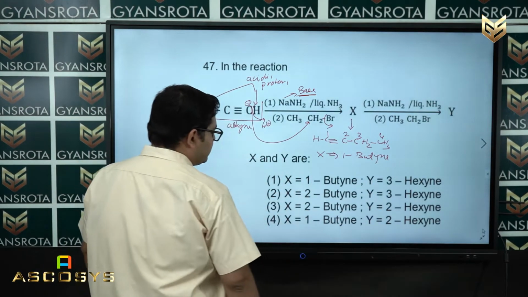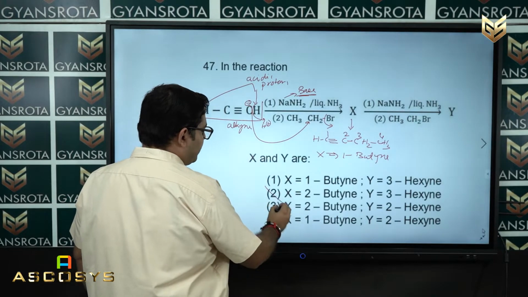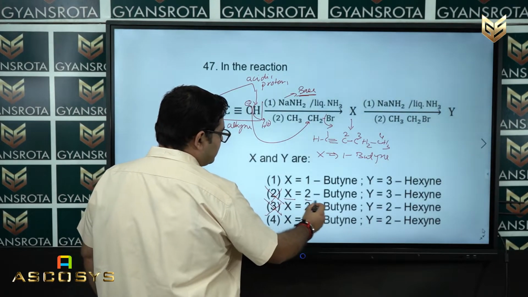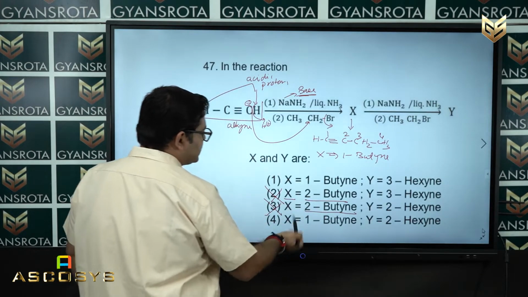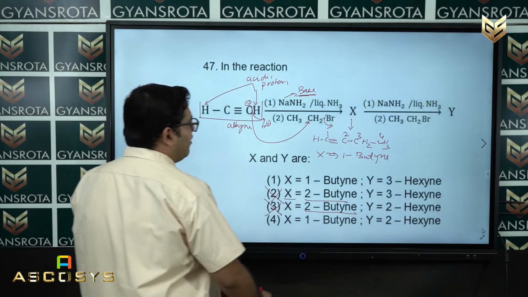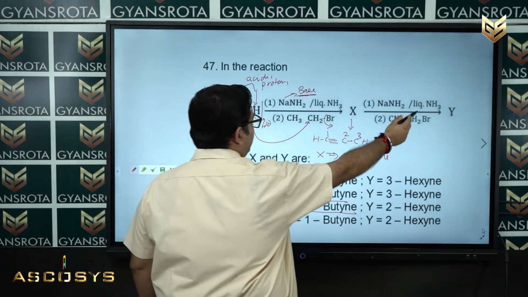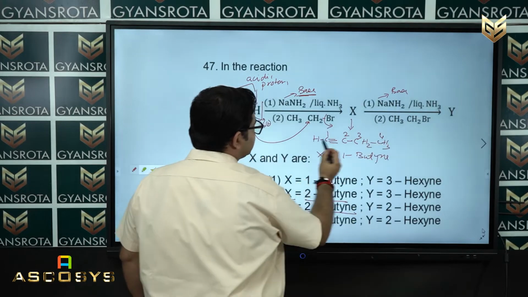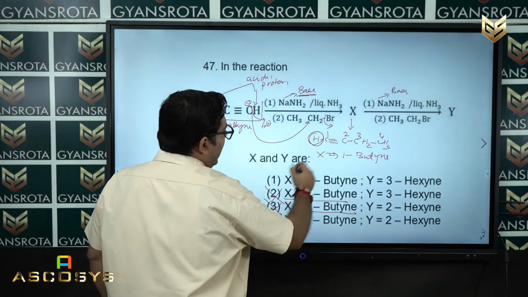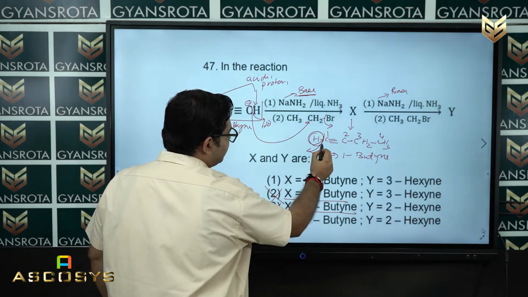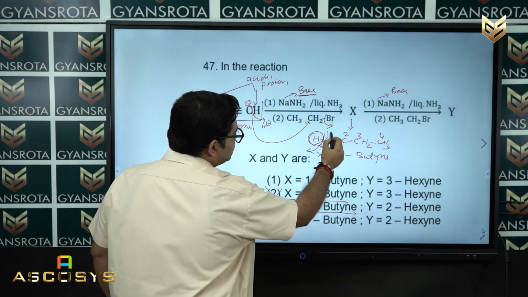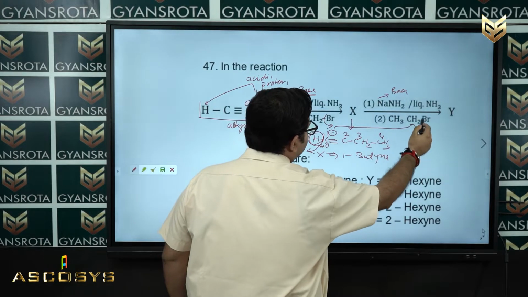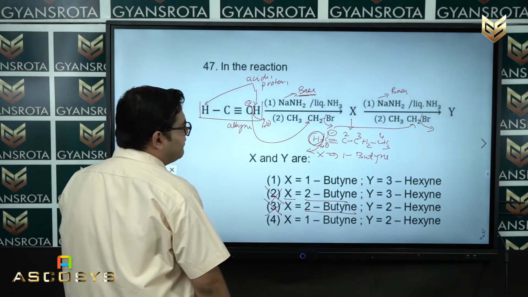It is 1 butane. So, if you see among option number 2 and option number 3, we can neglect them, because X equal to 2 butane and X equal to 2 butane is not possible. Now again, this NaNH2 and liquid ammonia acts as a base, and this base abstracts this proton. After leaving this proton as H plus, a C minus will be generated, and this C minus will go and attack this position and Br will be left out.